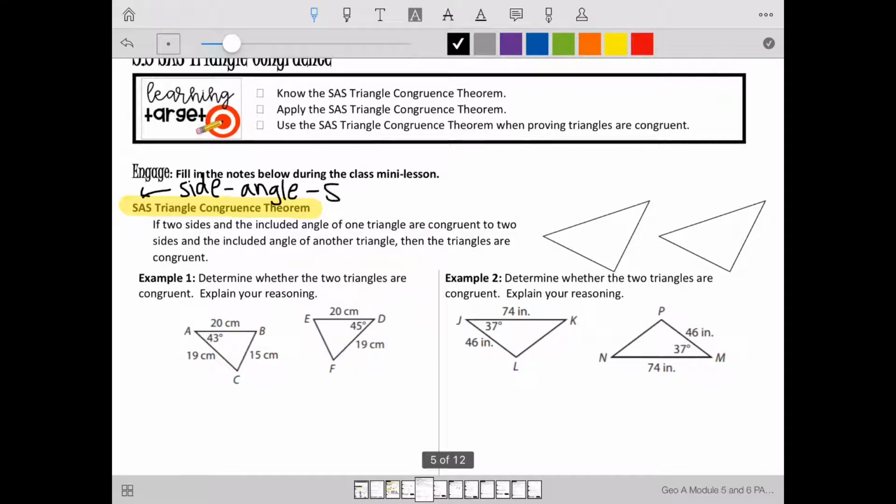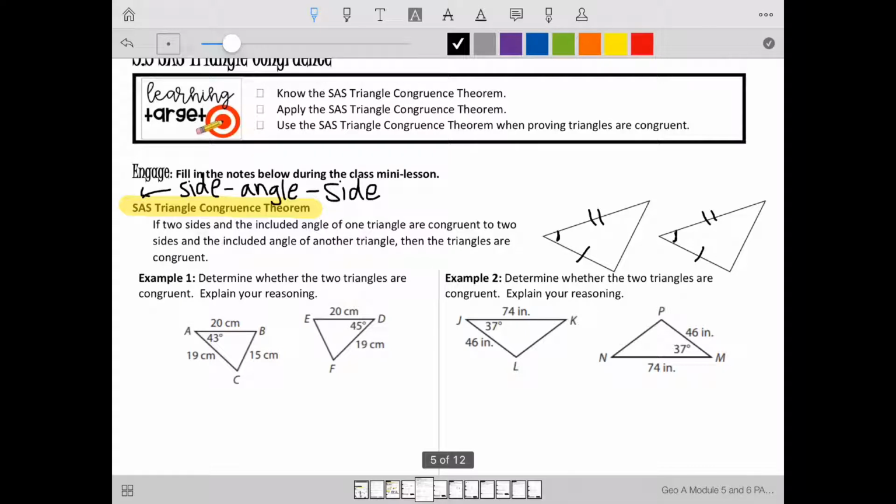What the theorem tells us is if we have two sides and an included angle, so for instance, this side and this side with an included angle, and that is congruent to two sides and the included angle of another triangle, these two triangles are automatically congruent with each other. So side, angle, side.